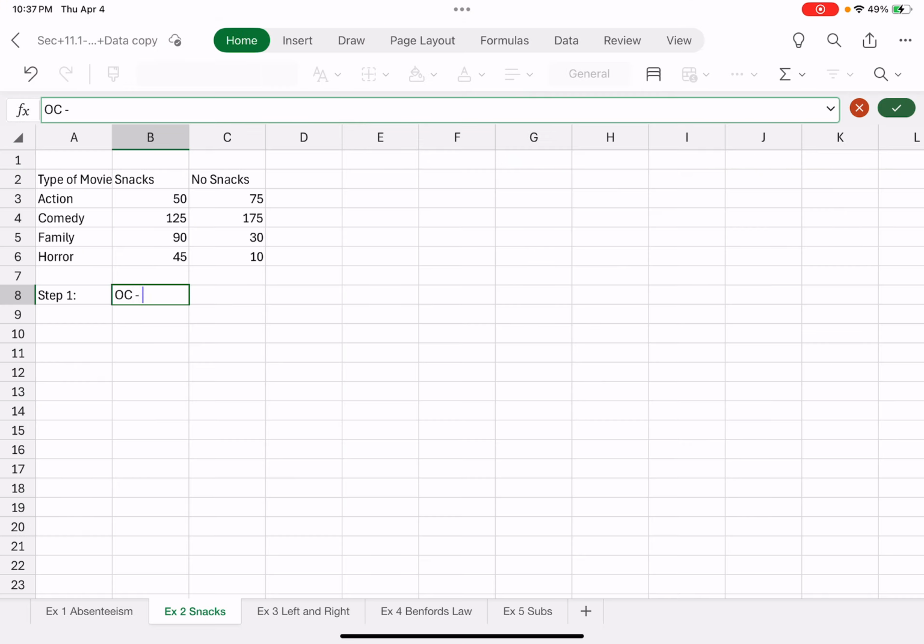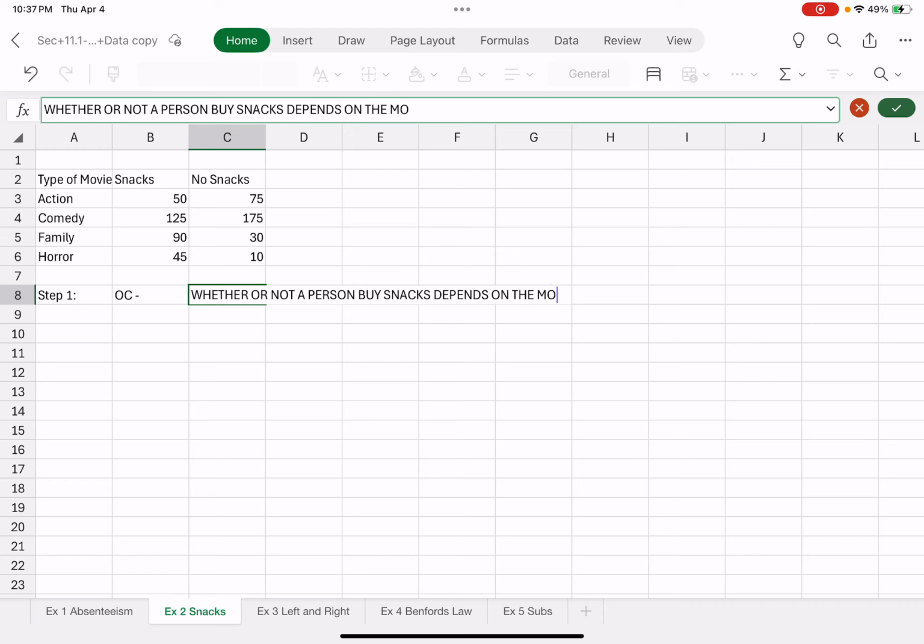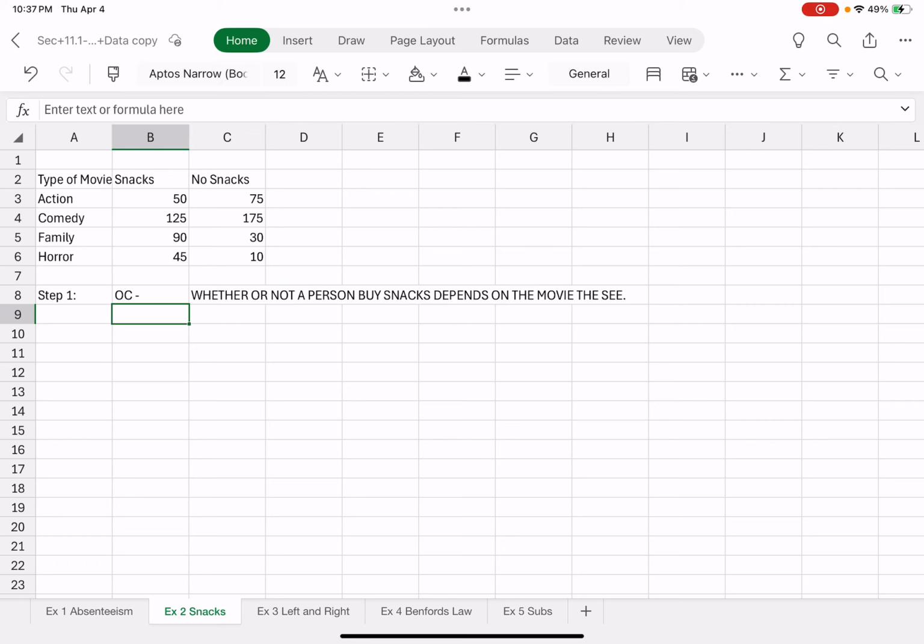Okay, so the original claim is whether or not a person buys snacks depends on the movie they see. All right. Or saw or are about to see. Take off caps lock. Sorry, I accidentally did that.